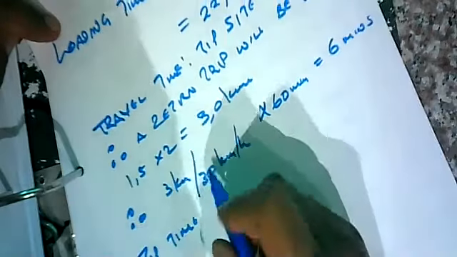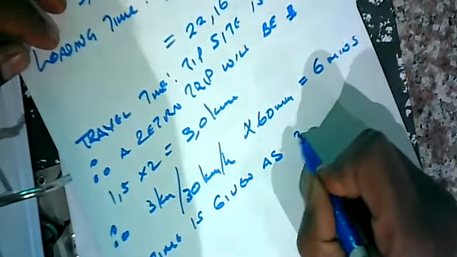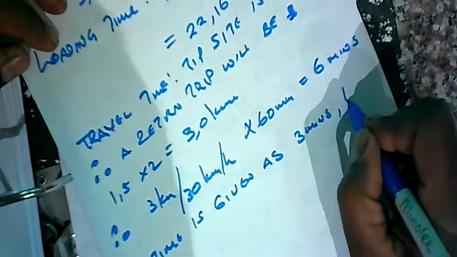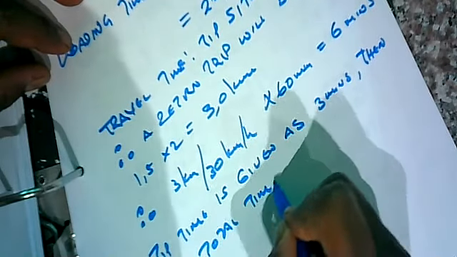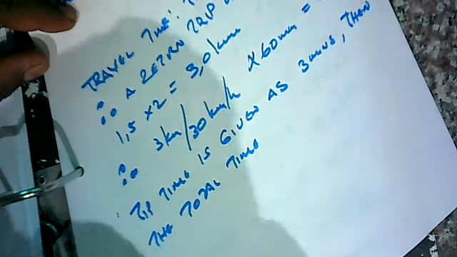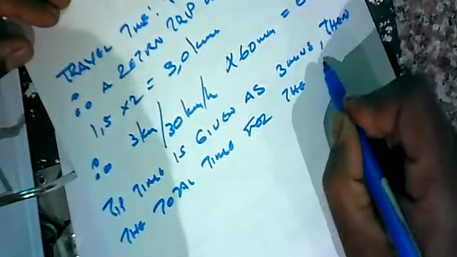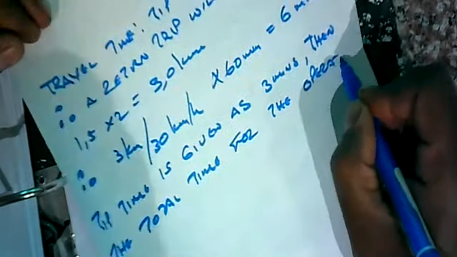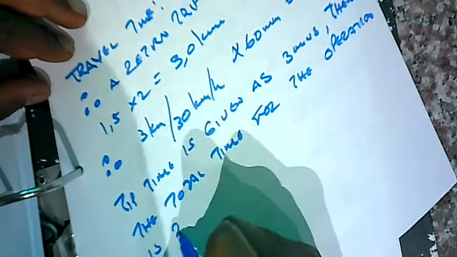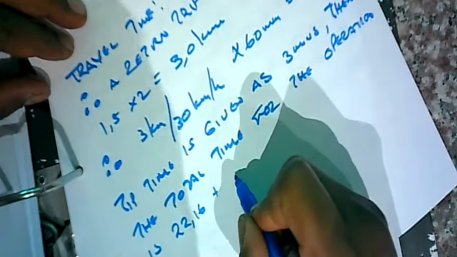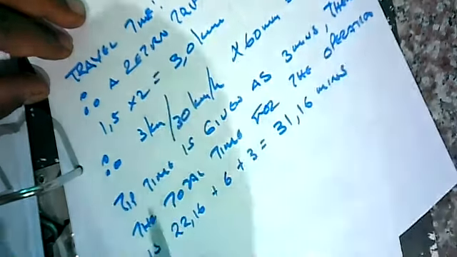Tip time is given as 3 minutes. Then the total time for the operation is what? All right, let's add them all up. 22.16 plus 6 plus 3, and you're getting a total of 31.16 minutes for a single operation.